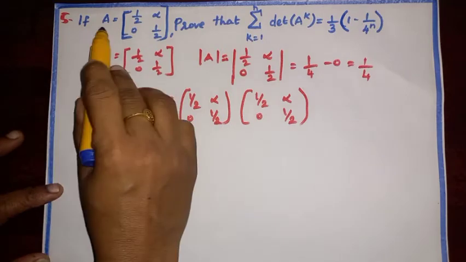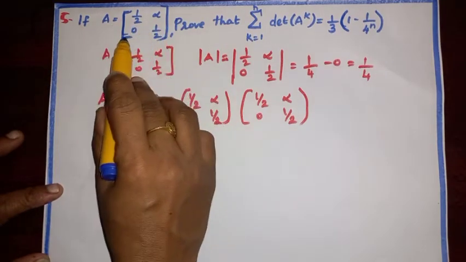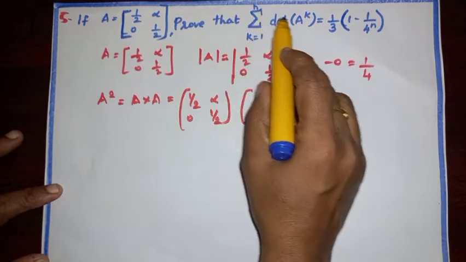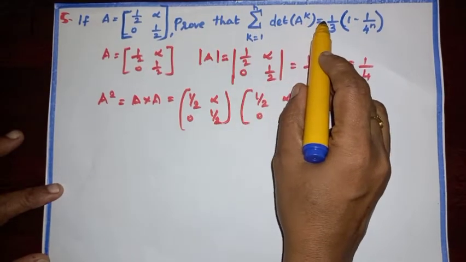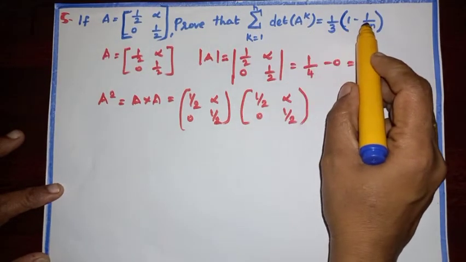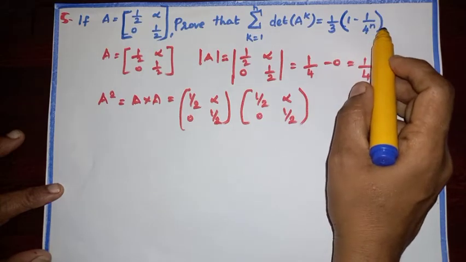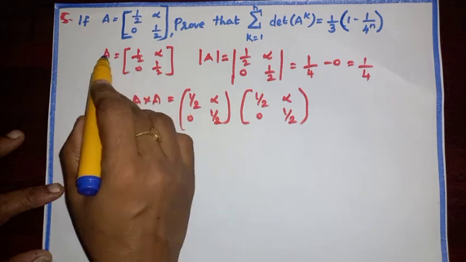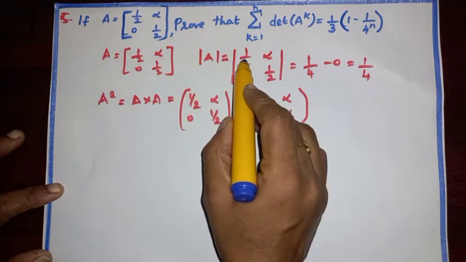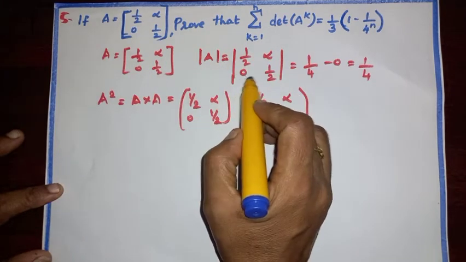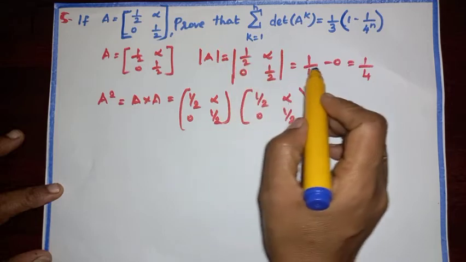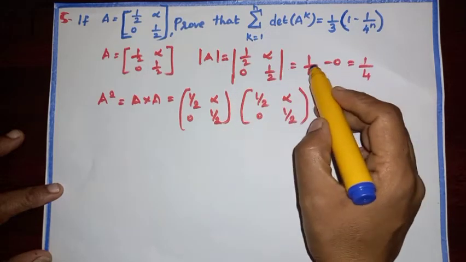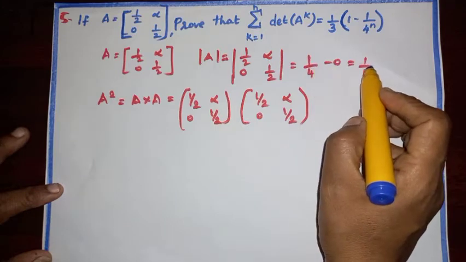Question number 5. If A equal to [1/2, alpha; 0, 1/2], prove that summation of k equal to 1 to n determinant of A power k equal to 1 by 3 into 1 minus 1 by 4 power n. A equal to [1/2, alpha; 0, 1/2]. Now find determinant of A. Determinant of [1/2, alpha; 0, 1/2]: 1 by 2 into 1 by 2 is 1 by 4, minus 0 into alpha is minus 0. 1 by 4 minus 0 is 1 by 4.